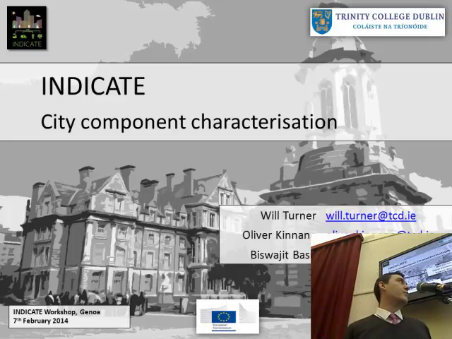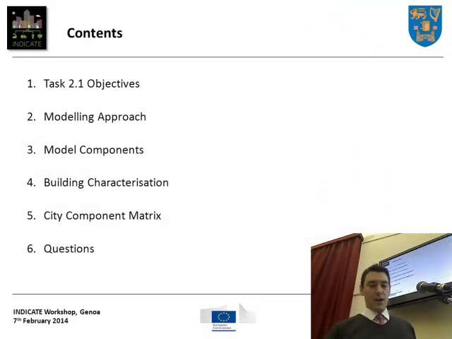So, my particular task is to characterise the energy usage of the city. This is task 2.1 in the Indicate project. So I'll briefly tell you about the modelling approach that we're using, the model components we're looking at, then a little bit about the building characterisation, which is our current focus, then mention the city component matrix, which is going to be one of the deliverables towards the Indicate project, and then I'll pose a couple of questions for you guys.